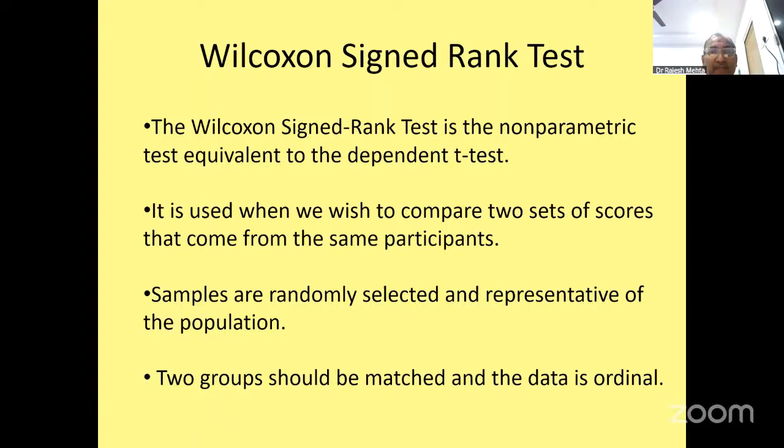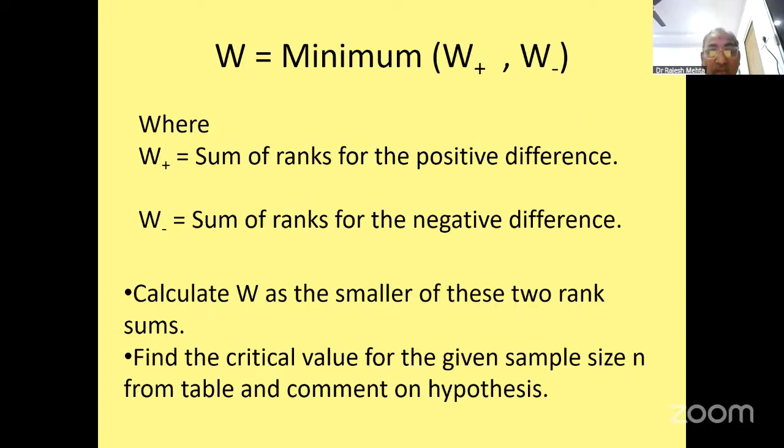This is just like the dependent t-test. The same participants, before and after, are going to be compared. The two groups should be matched, and the data is ordinal in this case. There are sums of the ranks for positive differences and sums of the ranks for negative differences. There will be both kinds, positive or negative results. Here we calculate W as the smaller of these two rank sums, the positive or negative, whichever is smaller.